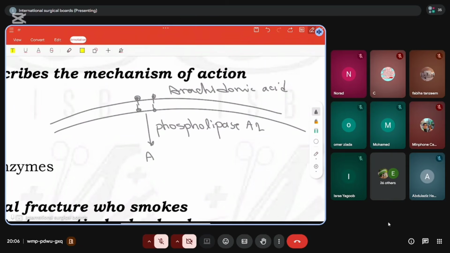Now, arachidonic acid, we have it here free. It can go either of two pathways. One pathway is called the lipoxygenase pathway, and the other pathway is called the cyclooxygenase pathway.